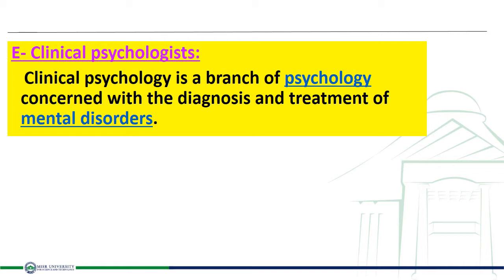But if we are trying to apply the results of abnormal psychology research, in that case, we are moving to clinical psychology. In clinical psychology, we are trying to help humans in one way or another. And in that case, we have three ways to help them. Number one, diagnosis. Number two, treatment. Number three, prevention. Now, what about the definition of a clinical psychologist as a professional in this field?